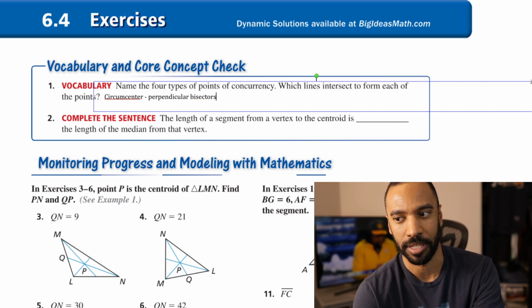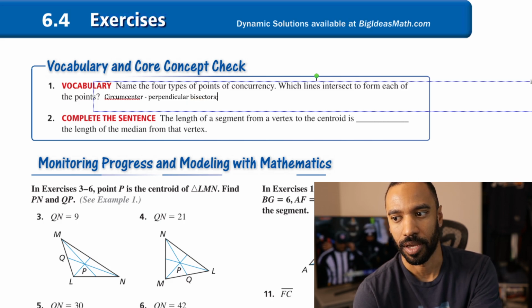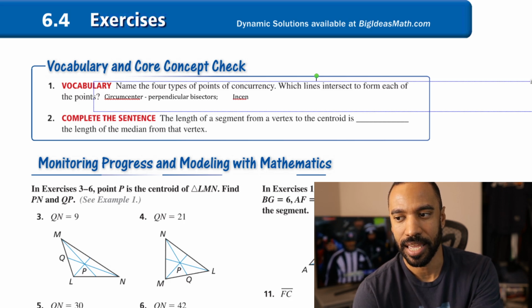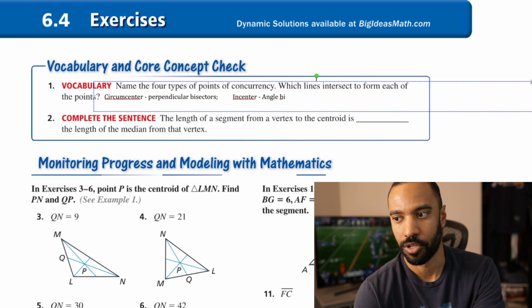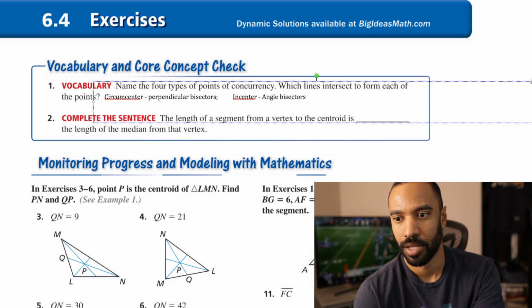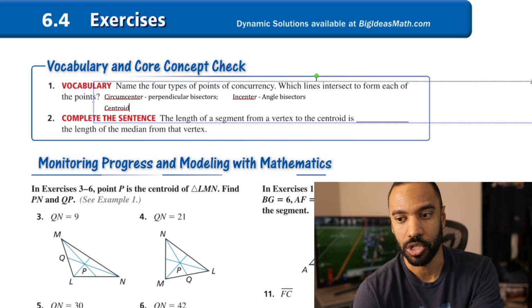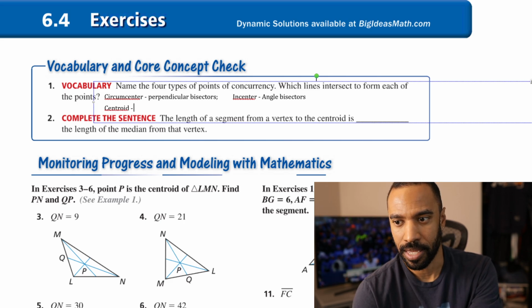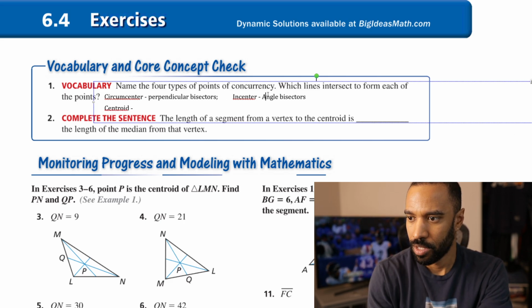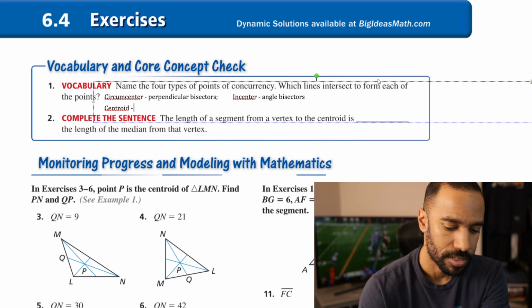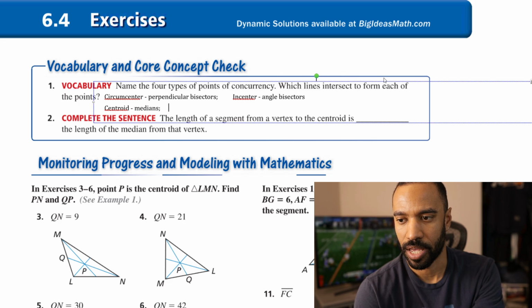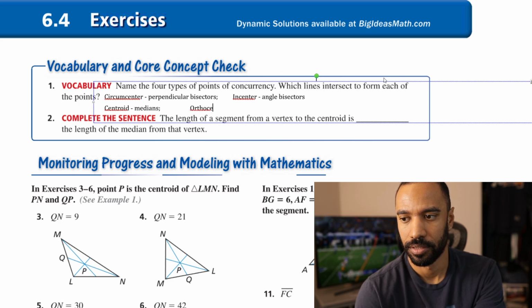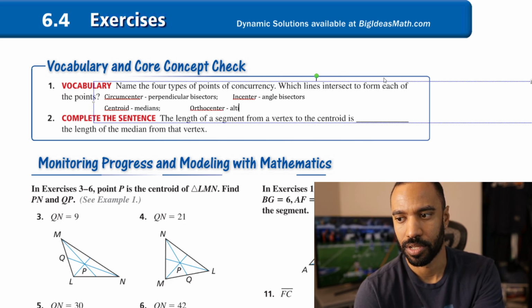I'm going to keep it kind of short. I'm just going to say that. Okay. Next one is the incenter, which is made from the angle bisectors of the triangle. The third one, part of this section, is the centroid, which is made by the medians of the triangle. And then the orthocenter, which is made by the altitudes of the triangle.